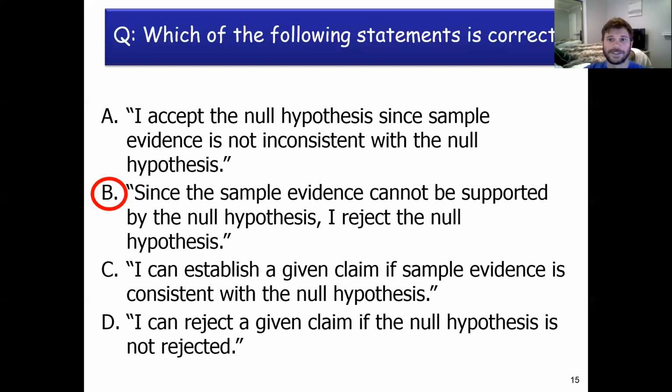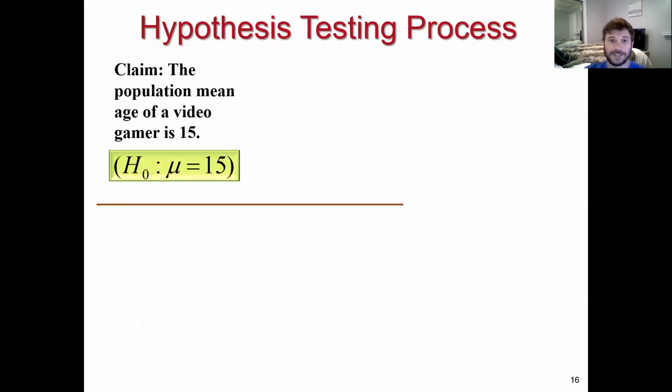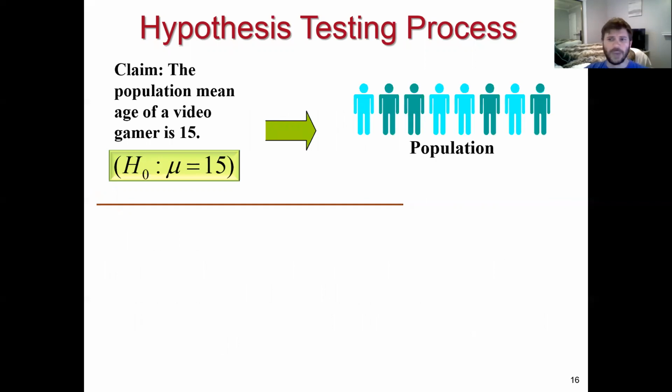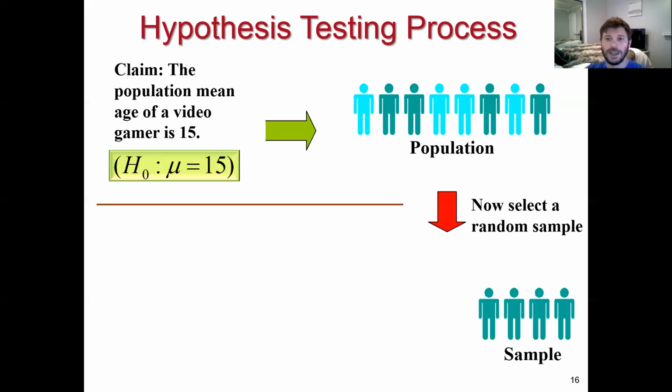Okay, so let's go ahead and summarize the hypothesis testing process here diagrammatically. Okay, let's suppose the claim is that the population mean age of a video gamer is 15 years old. So this is our claim about the population parameter. It's our status quo. What are we going to do? Well, we're going to go to the population and we are going to randomly sample some individuals. So those guys that are kind of grayed out there in some darker blue, we select those 4 from our sample. And then we use that sample to calculate our best guess about mu.